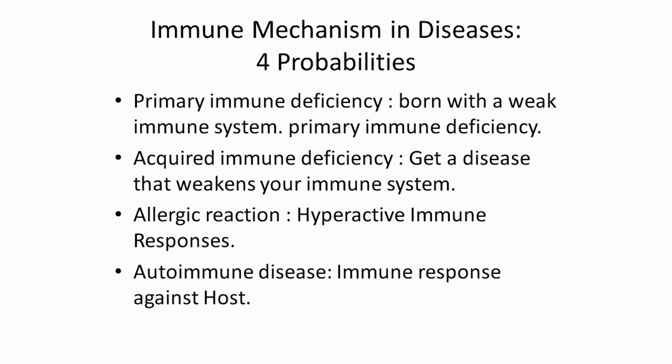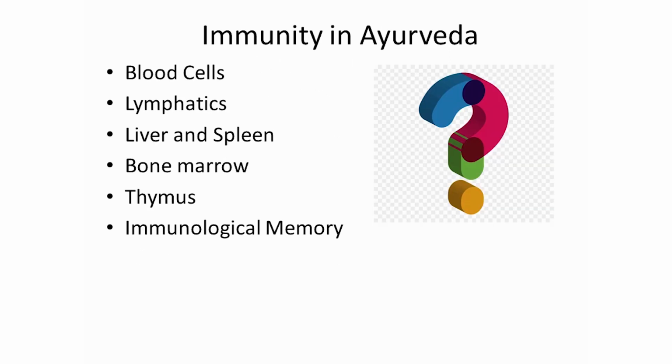So what can this immune mechanism land up into, which kind of pathophysiology? There are 4 possibilities. One is primary immune deficiency. One can be born with a weak immune system. Another is acquired immune deficiency. One can get diseased, with HIV, and not only HIV but even systemic diseases can weaken your immune mechanism. Allergic reactions are a hyperactive immune response, and autoimmune disease is your immune mechanism against you only, against the host only. So these are the 4 things. So this was all about the basics of immune physiology.